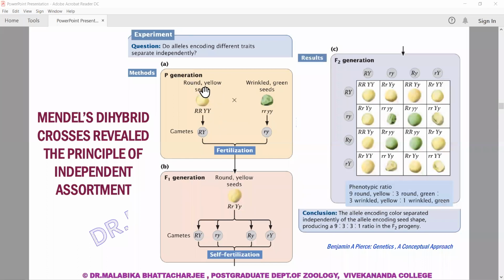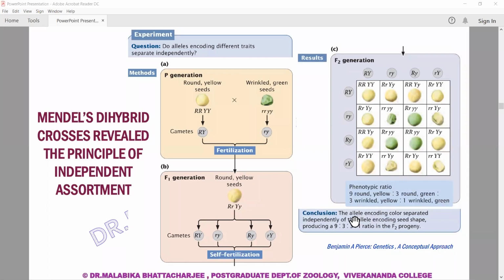round yellow seeds. So phenotypically, he started with a round yellow seed crossed with a wrinkled green seed, and phenotypically in the F1 he got a round yellow seed. When he self-fertilized this round yellow seed, now comes the F2 generation. You all know this ratio, you have studied about this ratio. He got 4 different varieties: 9 round yellow, 3 round green, 3 wrinkled yellow, 1 wrinkled green.